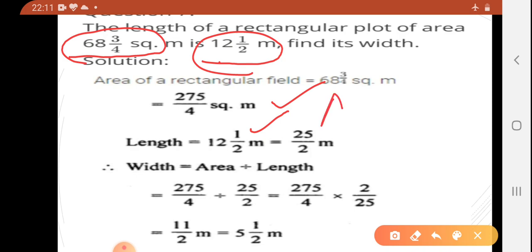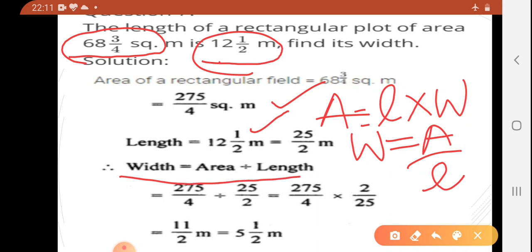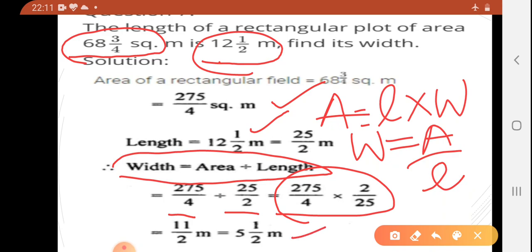We know that area is equal to length into width, and we have to take out width, so we can say that width will be equal to area divided by length. 275 upon 4 divided by 25 upon 2, and the width will be equal to 5 whole 1 upon 2 meter.